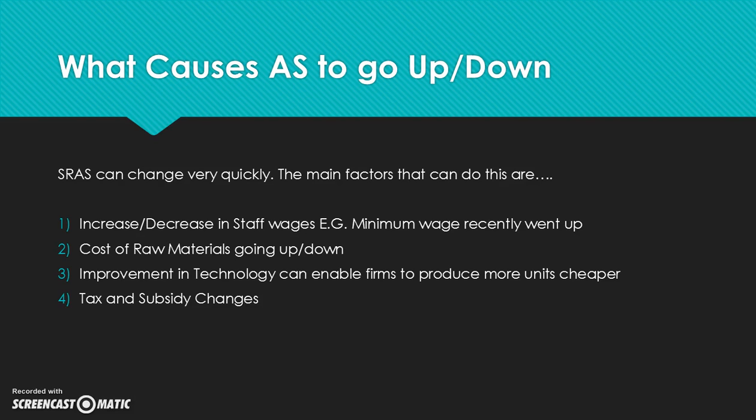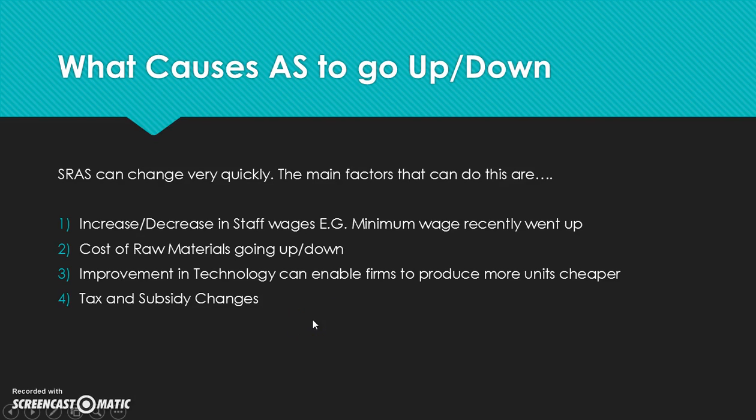So when we talk about raw materials, we generally talk about the big raw materials that affect most people. So electricity costs, for example, or oil, petrol, that type of thing. Technology is a third one. Improvement in technology can enable firms to produce more units cheaper. So that is going to affect aggregate supply, at least in the short term. And finally, taxes and subsidy changes.